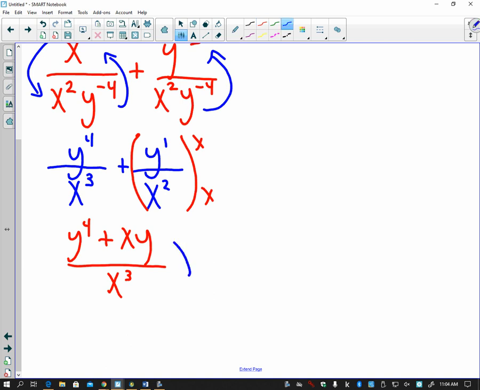I love it when I know how to do things. Do we understand? I kind of skipped a step at the end. Do we get it? Okay. So yeah, we went ahead and just threw all of that together because we knew we were going to get a common denominator x cubed.